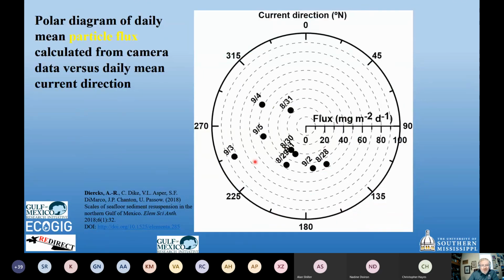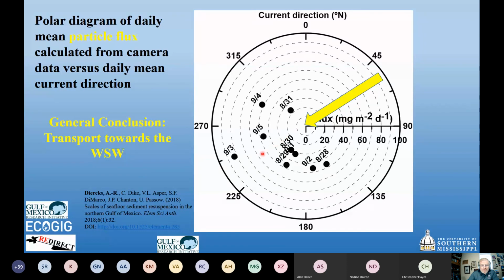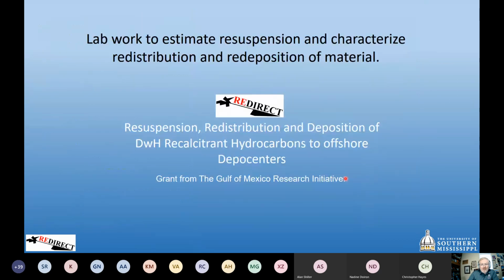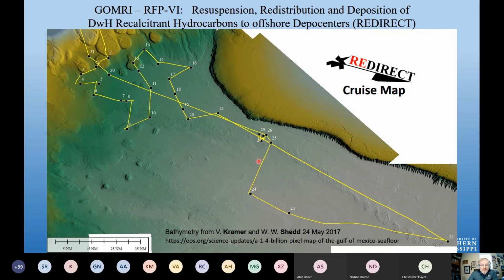So if you do a flux polar diagram with flux, we can see that most of the material is being transported to the west-southwest. But you always have to read the fine print. There is some southeast component in there, or east-southeast component. And that is where we came up with the idea of our GoMRI project, and where we collected cores. So during that sampling cruise, we went to the southeast.